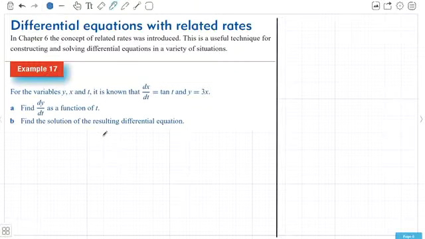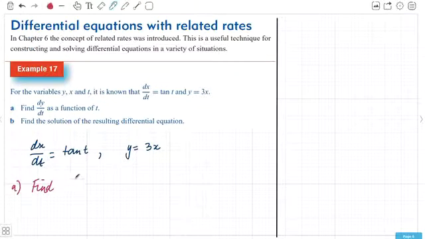So in this example you've got the variables y, x and t. We know that dx/dt equals tan t, and we also know that y equals 3x. Now the question part A is asking us to find dy/dt as a function of t.